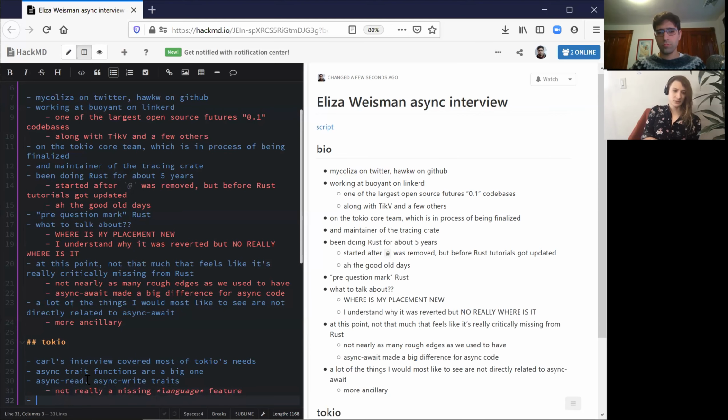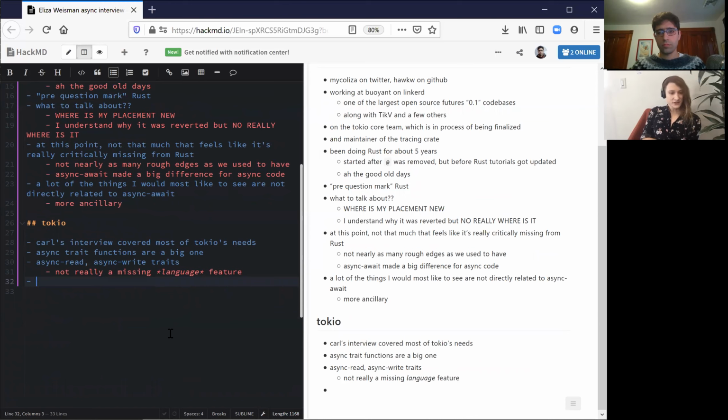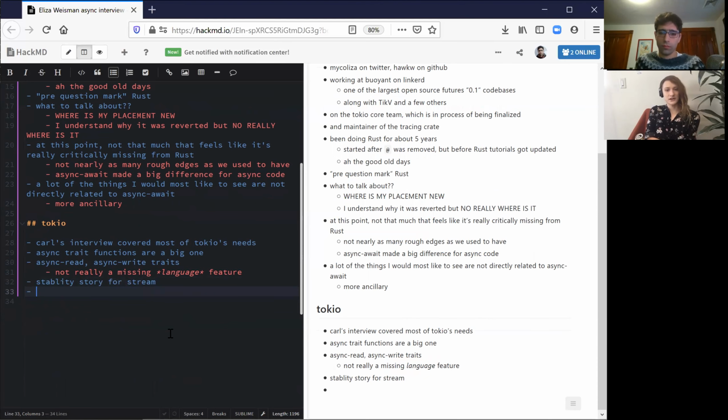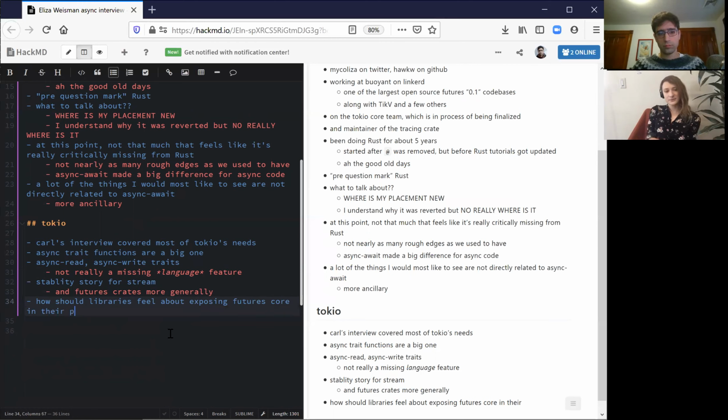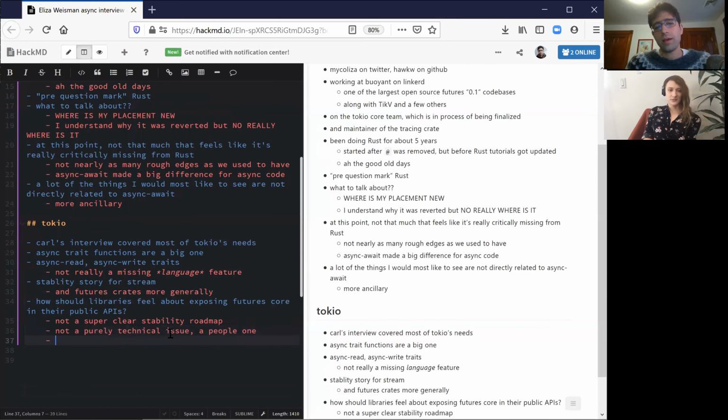Similarly, the other key thing that Carl brought up is what's the stability story? Specifically, he talked about the Stream trait, but more generally, what's the stability story for the futures crates? How can libraries that have policies or requirements around stability feel about exposing the futures crate, futures-core, or futures-util in their public APIs when there's not a super clear stability policy or roadmap for futures? That one's really not even a technical issue, it's a people issue. I don't see it as a contentious people issue or a conflict. It's just something we need to get down to brass tacks and figure out, and that would be really good.